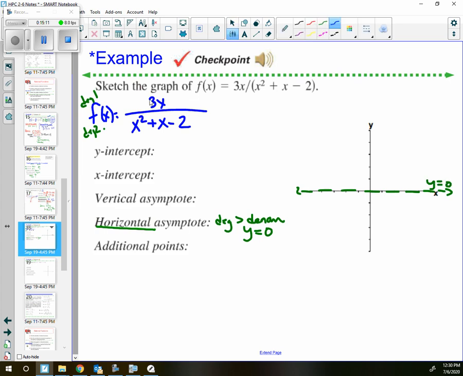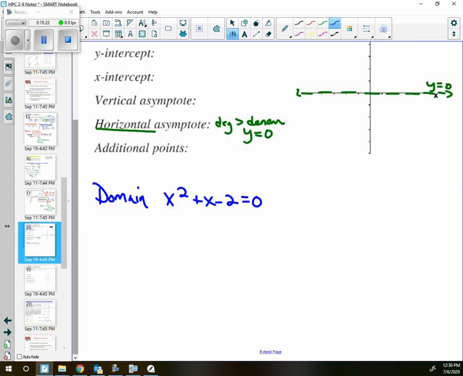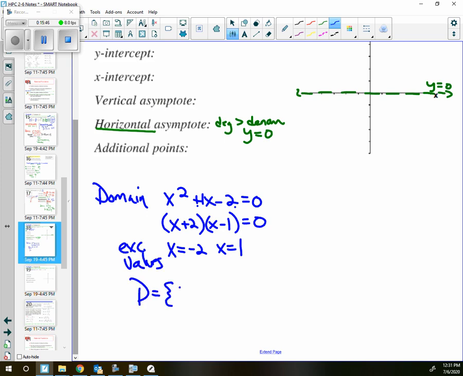All right, let's talk domain for a second so we can see what's happening here. The domain of this function: set the denominator equal to 0 to find those excluded values. It's a degree 2, so we have to see if we can solve it by factoring. If it doesn't factor, then we're going to have to try to use the quadratic formula, which does happen sometimes, but I think this will work out okay. Multiply to a negative 2, add to positive 1. That would be plus 2 minus 1. And that gives us a negative 2 and a positive 1. So our excluded values: we couldn't use negative 2 and we couldn't use positive 1. So that means the domain of this function is all real numbers, and x can't be negative 2 or 1.